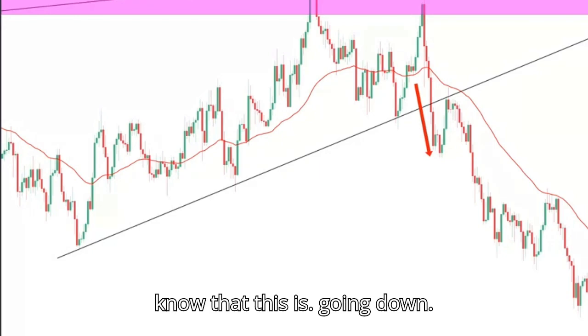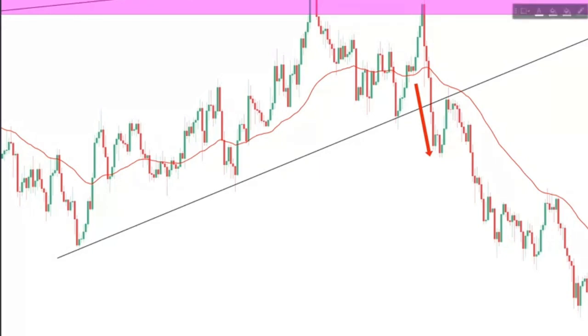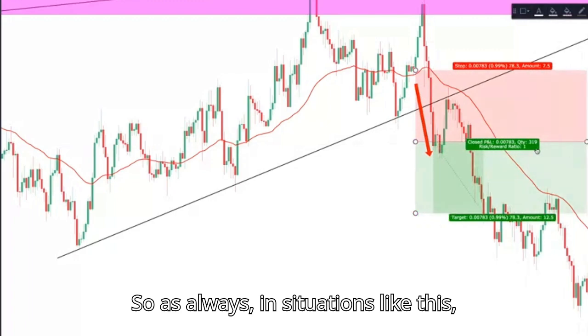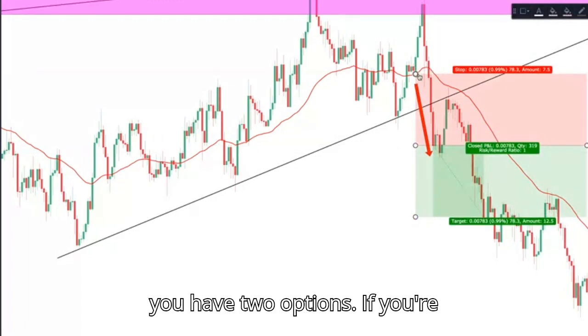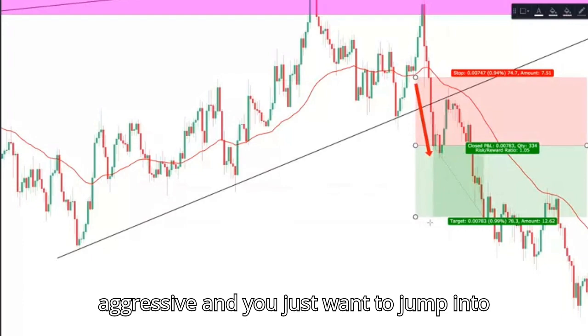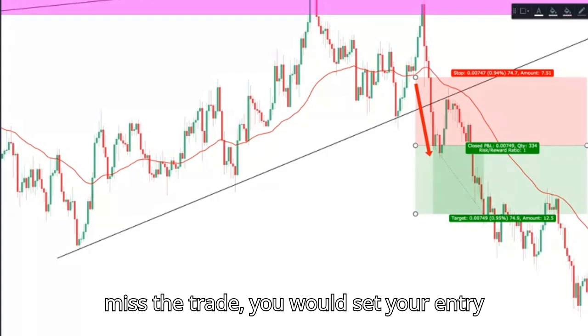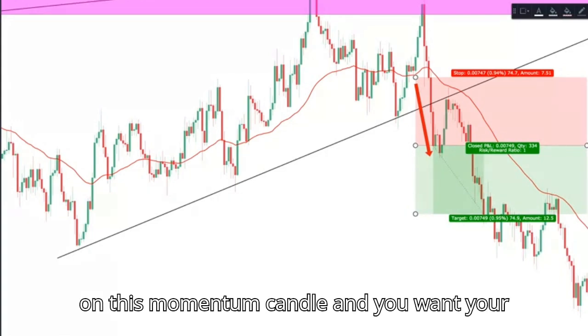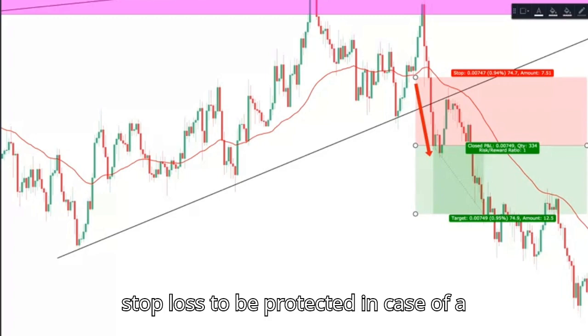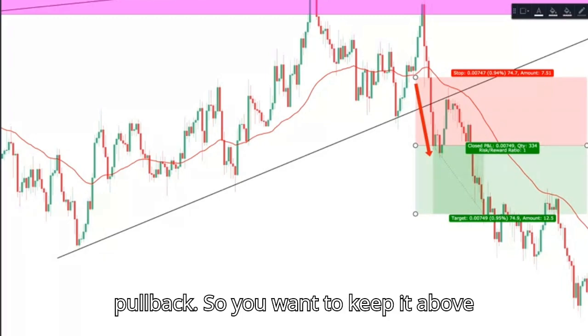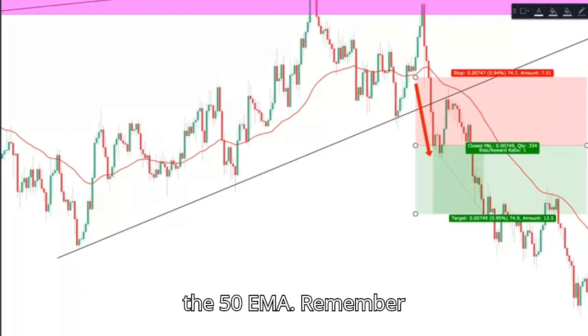We just know that this is going down. So, as always, in situations like this, you have two options. If you're aggressive and you just want to jump into it right away, because you don't want to miss the trade, you would set your entry on this momentum candle and you want your stop loss to be protected in case of a pullback. So you want to keep it above the 50 EMA.